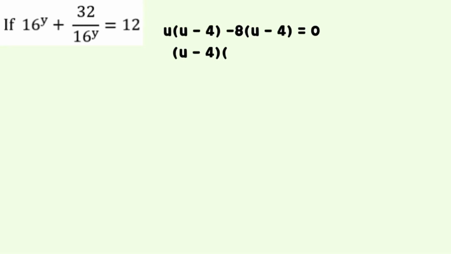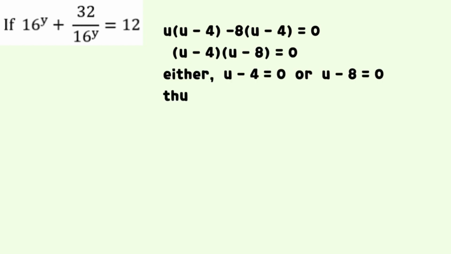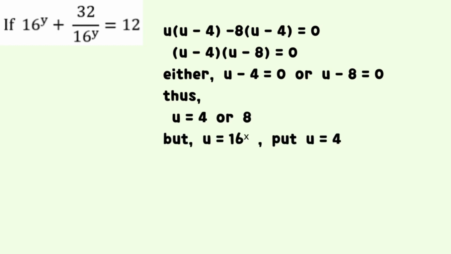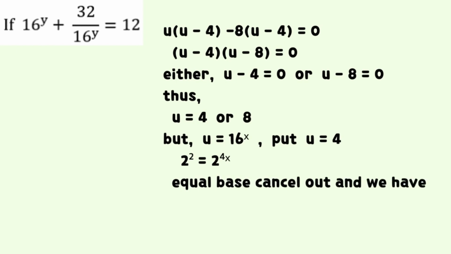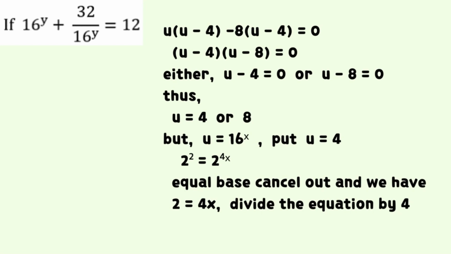We have that the product of u minus 4 and u minus 8 equals to 0. Either u minus 4 equals 0 or u minus 8 equals to 0. Thus, u equals 4 or 8. But u is equals to 16 to the power of x, put u equals 4.